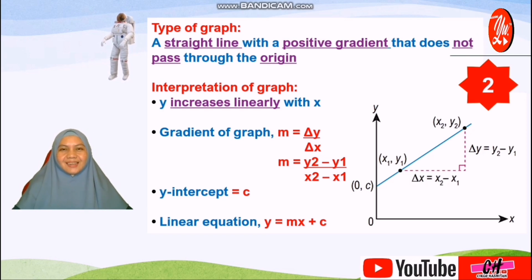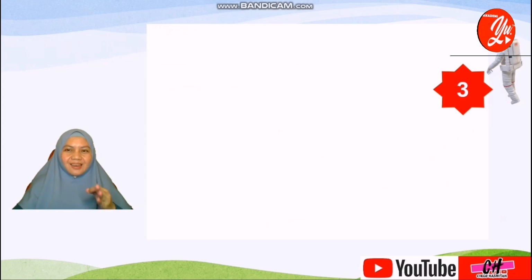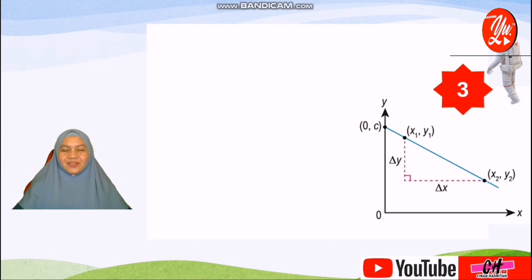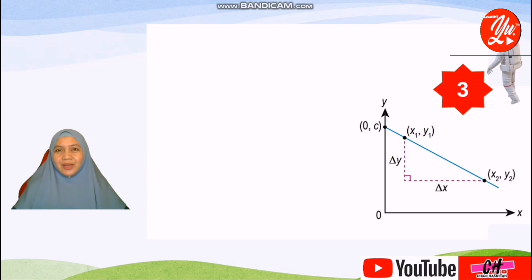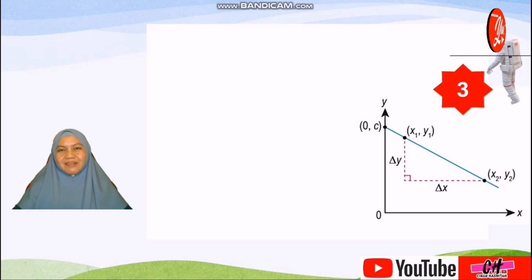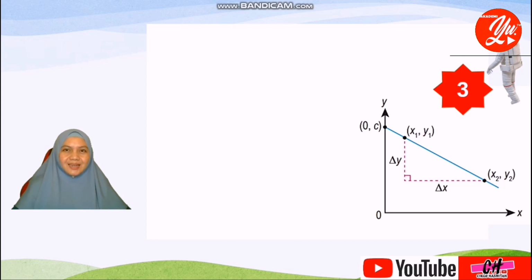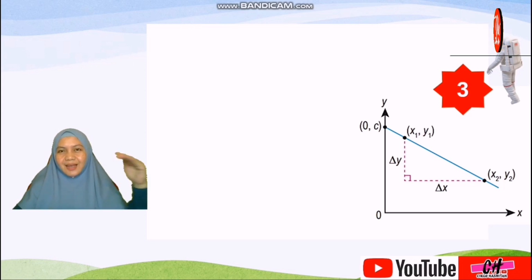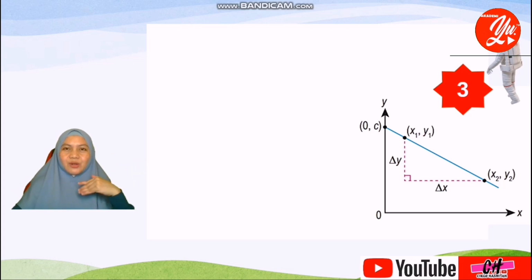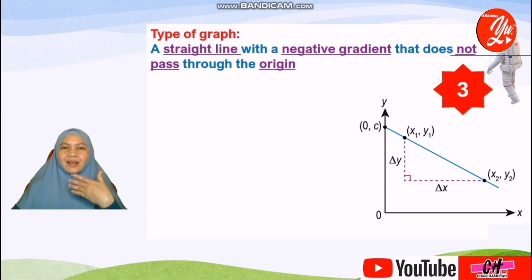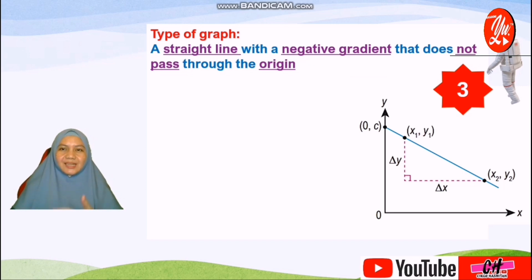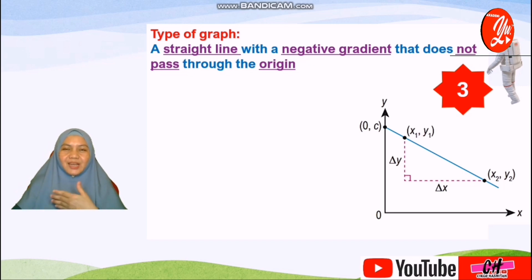Okay, number 3. These are the third graph you are given. Again, you can see it is a straight line graph, but now it's going down. So we know that the gradient is negative. Very good. Then, does it pass through the origin? No, it doesn't, but it has an intercept at the y-axis. So how do we say for this type of graph? Very good. It is a straight line graph with negative gradient that does not pass through the origin.